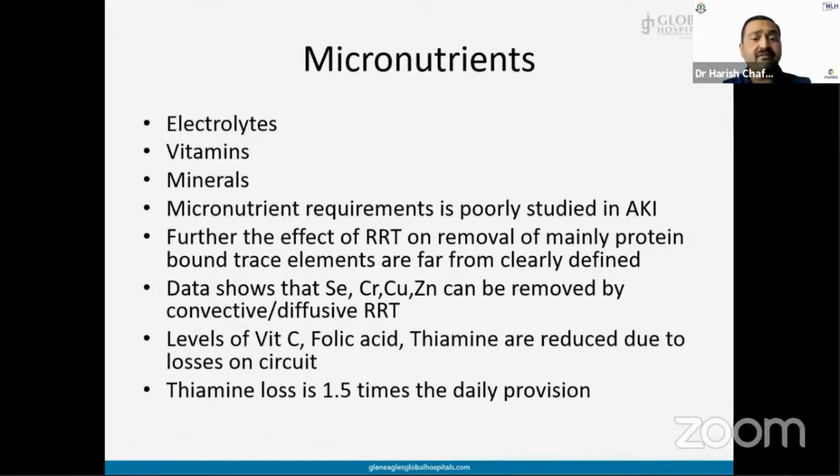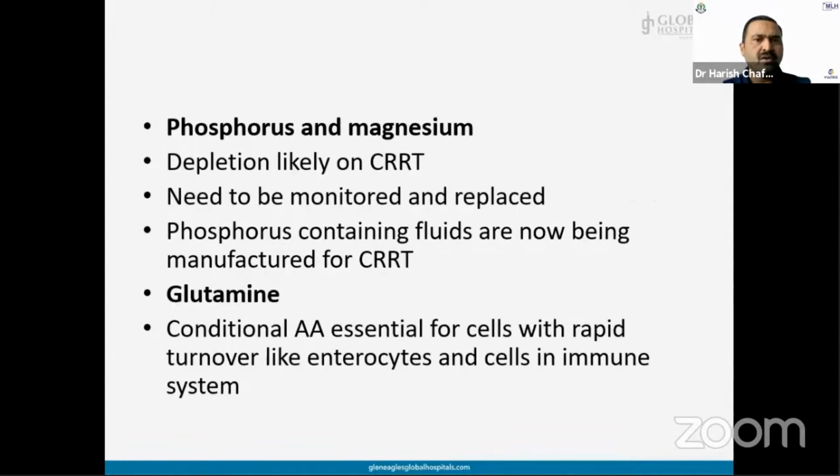Thiamine loss is 1.5 times the daily provision. That is what all of us need to know. Phosphorus and magnesium, definitely there is likely depletion on CRRT; they need to be monitored and replaced whenever appropriate. Phosphorus-containing fluids are now being manufactured for CRRT, wherein this phosphorus loss and other things can be managed.